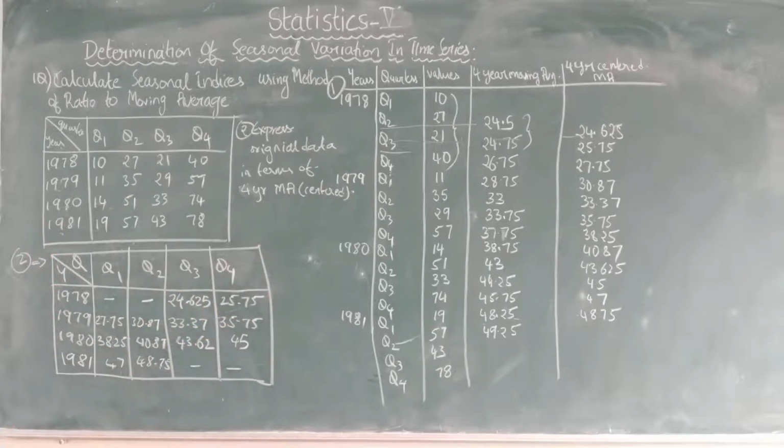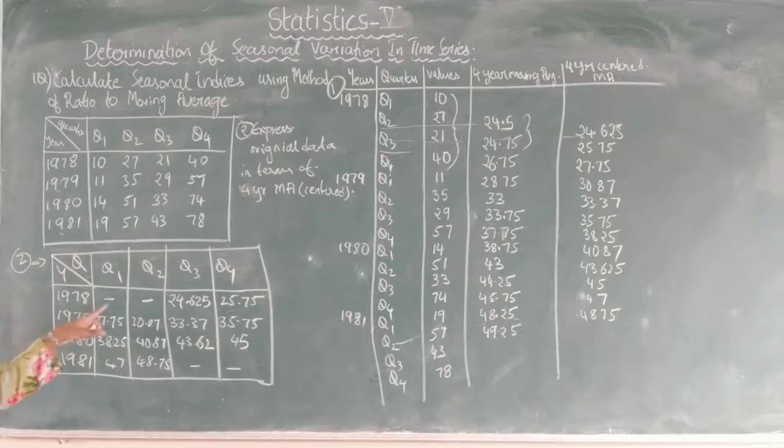Whether it is monthly data or quarterly data, the steps are the same. If it is monthly data, you will write all the 12 values; for quarterly data, I am writing only these values. Here, for the 4-year calculation, the first 2 values will be empty. If you are calculating for monthly data, the first 6 values and the last 6 values will be empty.